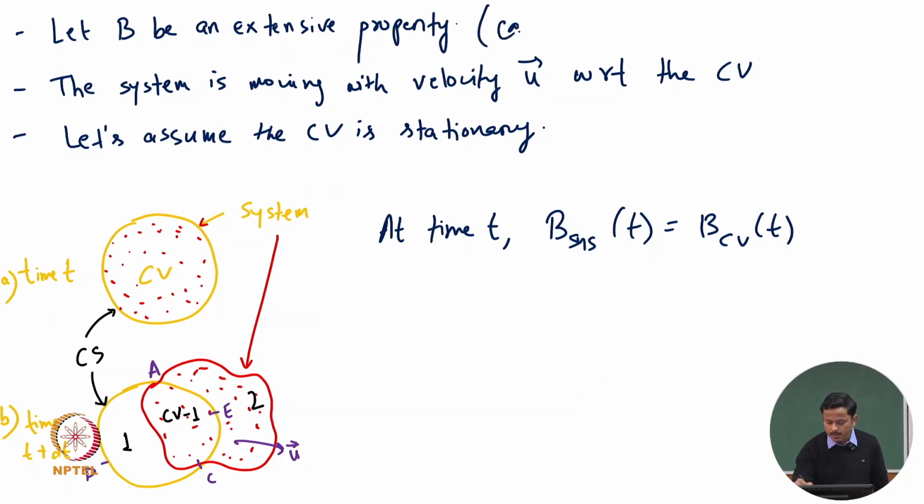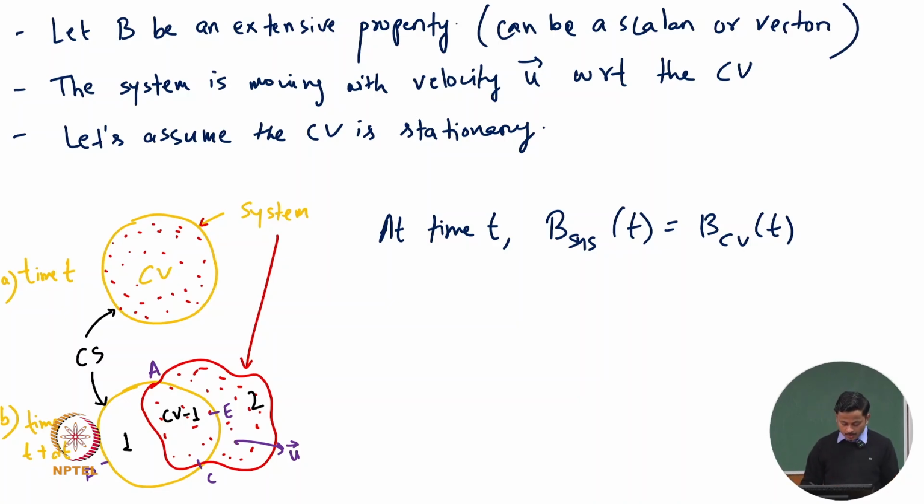This can be a scalar or a vector property. There is no limit. I mean, there's no such limitation on what B can be.